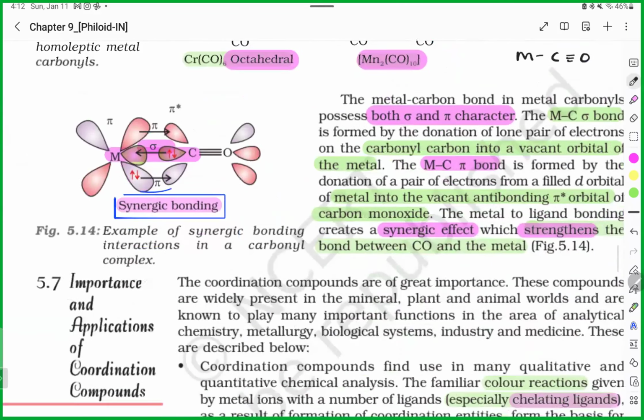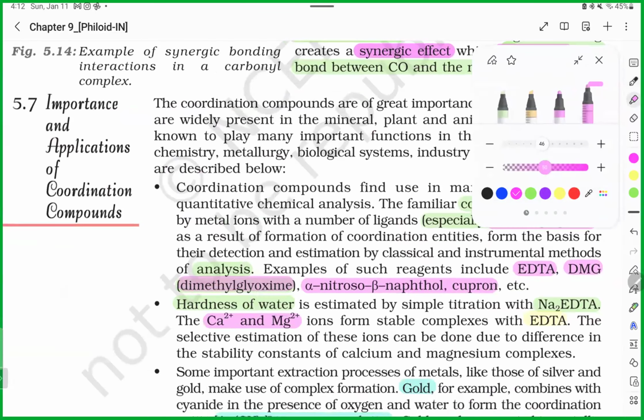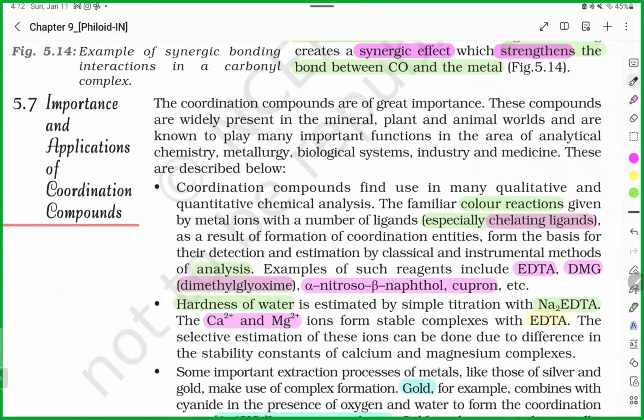Last part is important, but there is nothing to explain in this situation. Examples, a lot of importance. First, they are used in quantitative analysis and qualitative analysis. You measure the quantity of any compound, or you measure whether a compound is present or absent. It is used in color reactions, whether color is given by the compound or not, especially color reaction, the chelating agent.